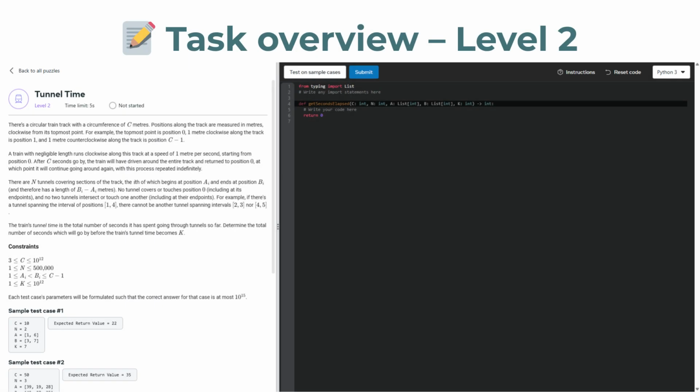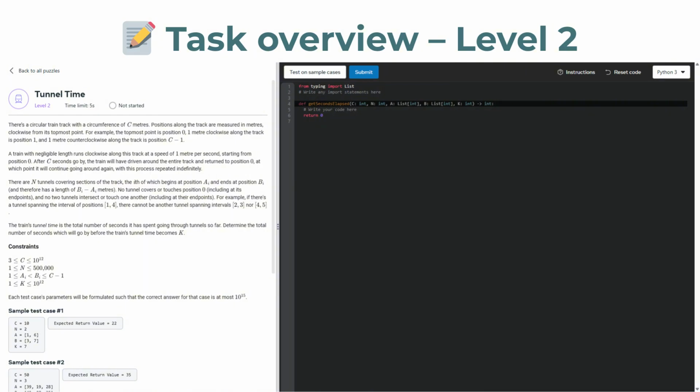Picture a circular track labeled from 0 to C. A train starts at 0 and moves clockwise at 1 meter per second, looping forever. Some stretches are tunnels that don't overlap or touch 0. Tunnel time counts only the seconds spent inside tunnels. Our task: find the first real-time tick when that tunnel time reaches k.